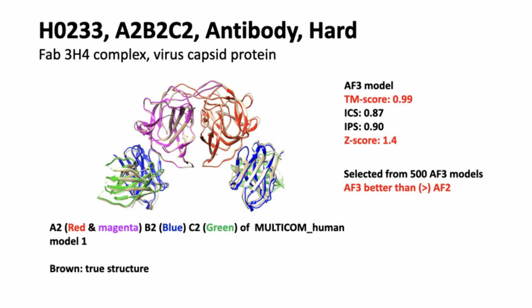This one also is an antibody. In this one, actually, AF3 works much better than AF2, so you can generate a model that is almost perfect. And we generate once 500 models and select the best one.